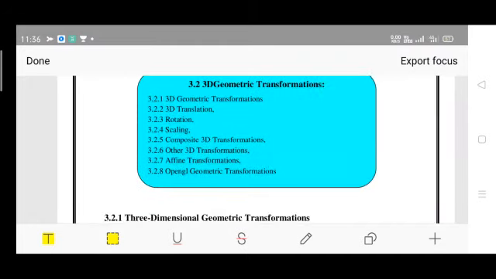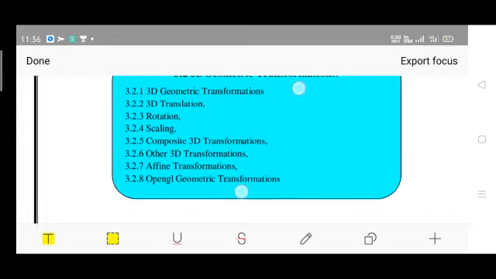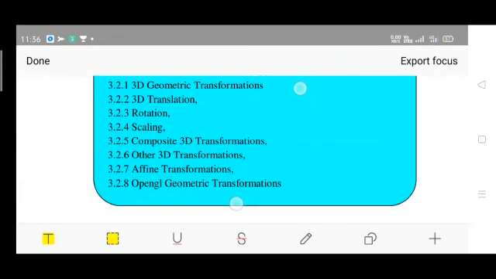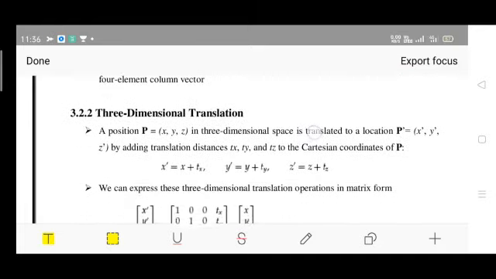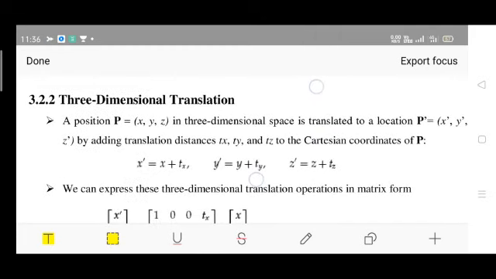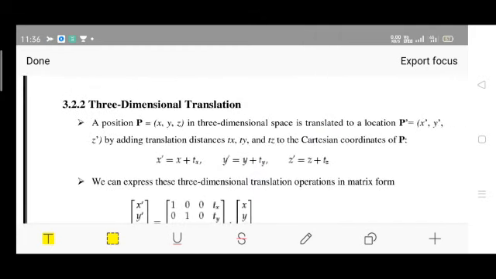Now we are going to go through the topics like 3D geometric transformation: translation, rotation, scaling, composite transformation, other 3D transformations, affine transformation, and OpenGL geometric transformation, or OpenGL functions for transformation. Let us begin with the translation. So, 3D translation.